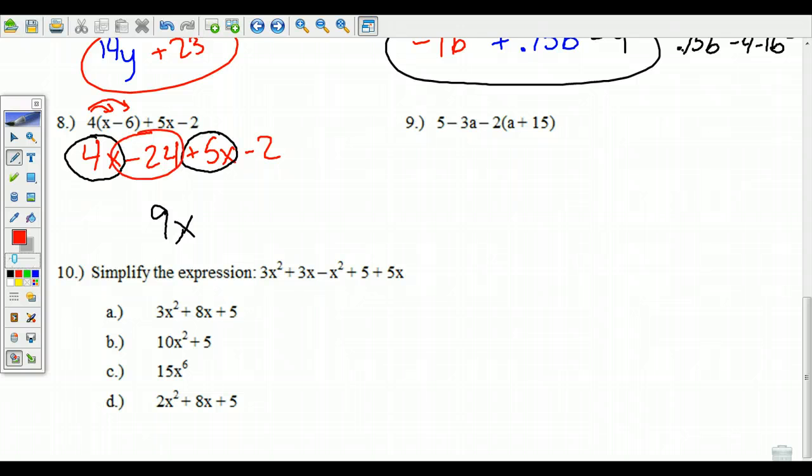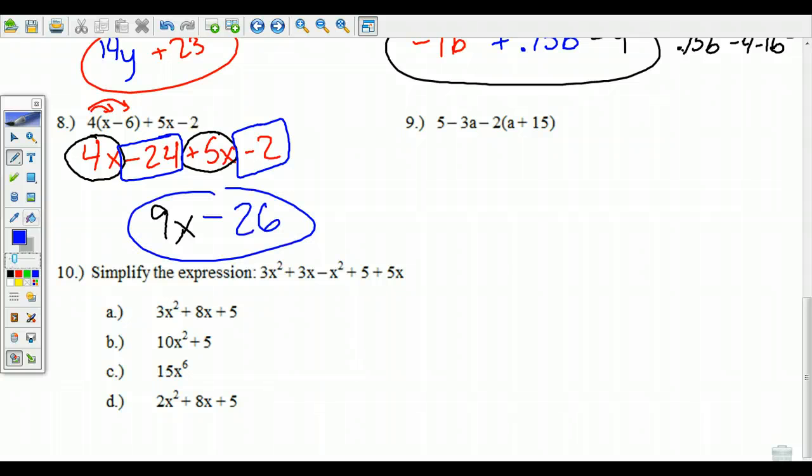And negative 20, I should do that in a different shape there. And negative 24 and negative 2, when we do negative 24 minus 2, it's negative 26. So there's your answer there.